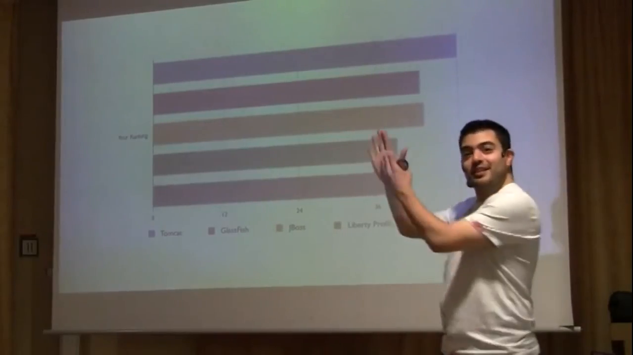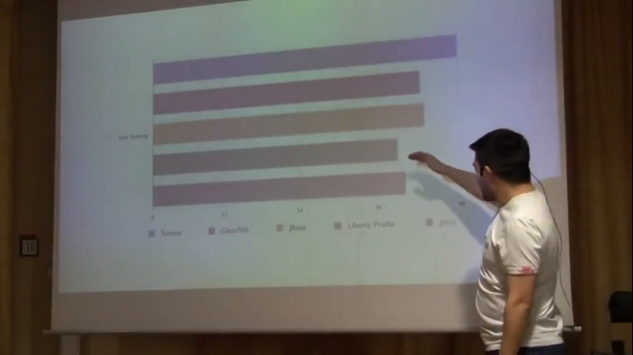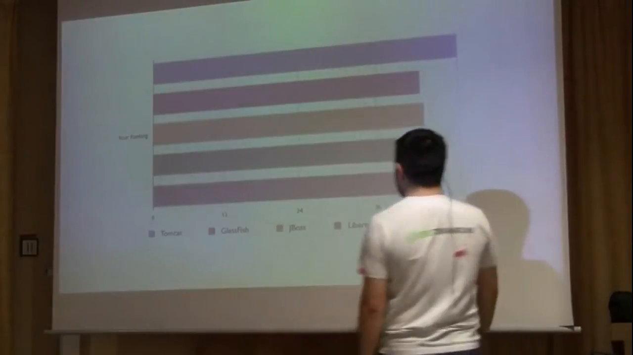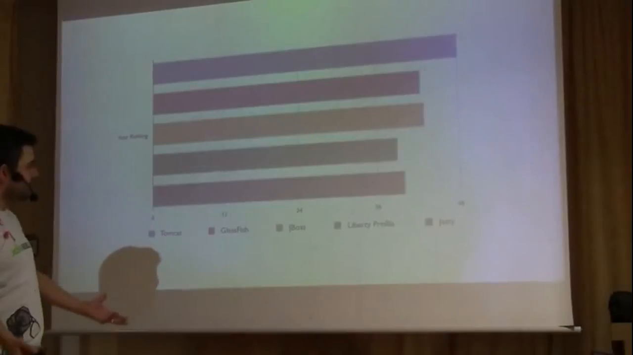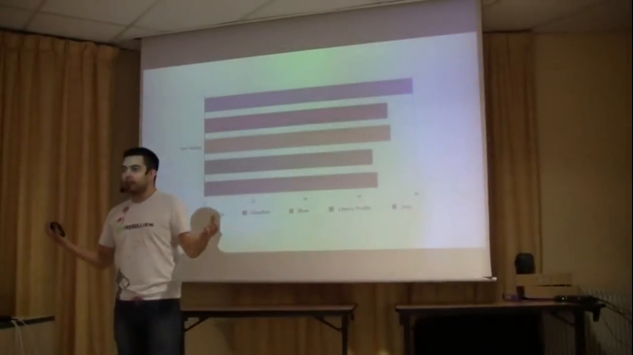I've never actually seen a gap this wide, actually, when I've done this presentation. Then the Liberty Profile and Jetty. Jetty just overtaking there. So actually, this is quite a clear-cut one. Normally it's a lot closer. So Tomcat, for those requirements and our scores, is the most popular. Go Tomcat.